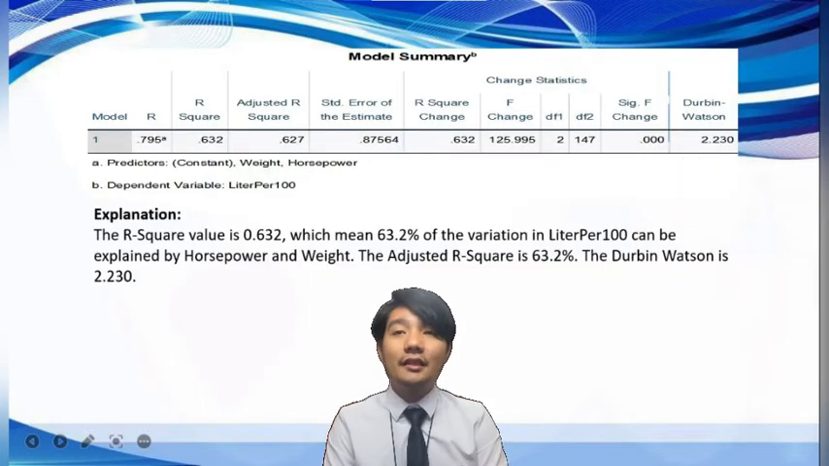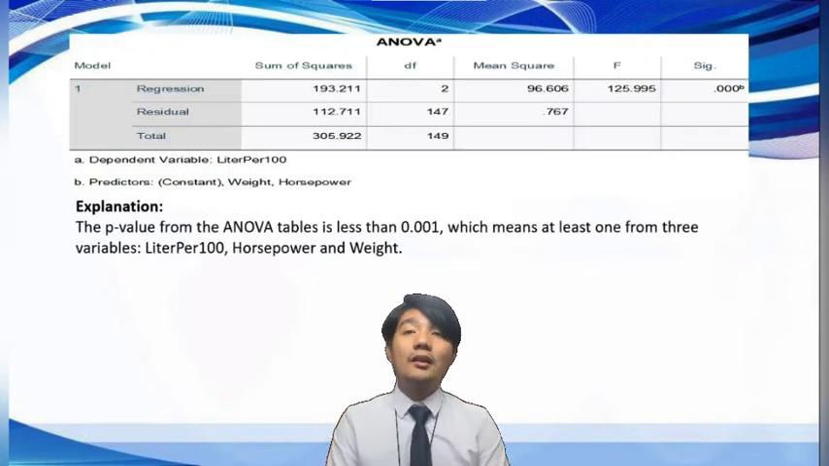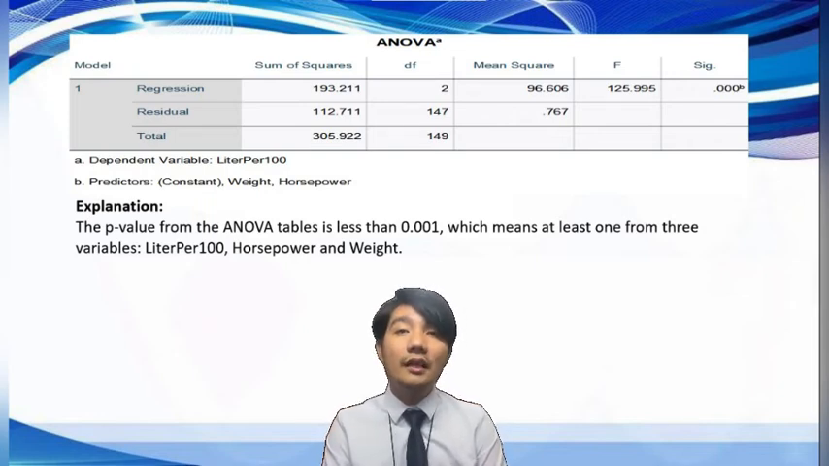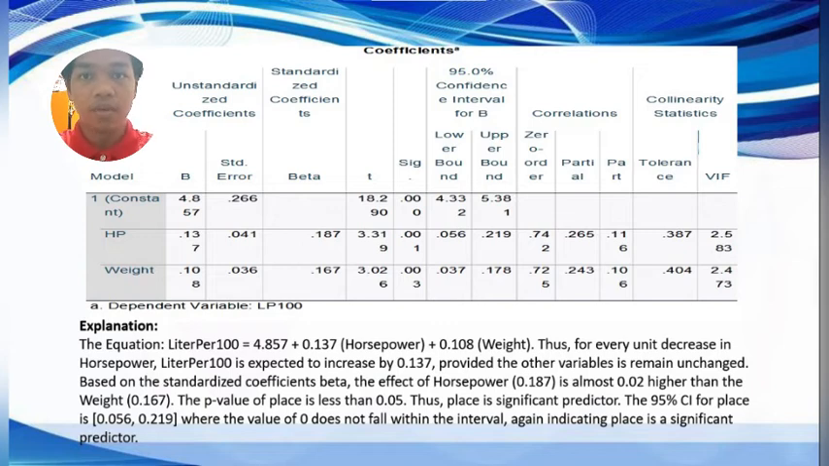The explanation is the R square value is 0.632, which means 63.2% of the variation in liter per 100 can be explained by horsepower and weight. The adjusted R square is 63.2%. The Durbin-Watson is 2.230. Next, the explanation. The p-value from the ANOVA table is less than 0.001, which means at least one of the variables, liter per 100, horsepower and weight, is significant. Coefficients.